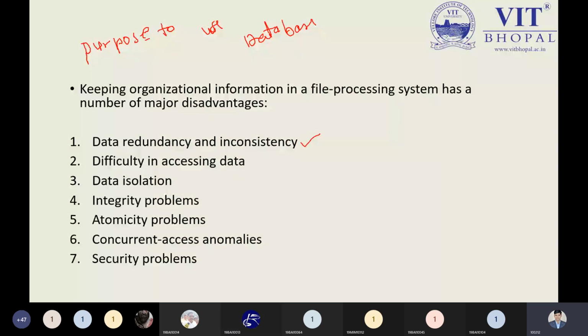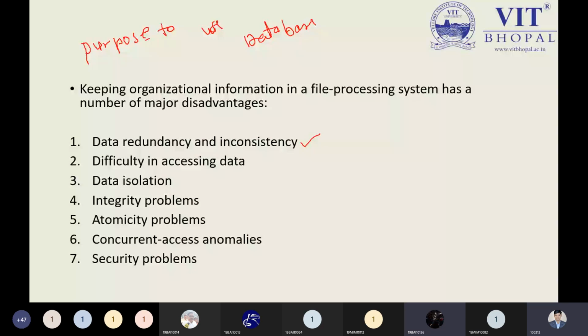Yes, sir, clear. Okay, my PPT is visible to all? Yes, sir. Is only the PPT visible? Sir, I have a doubt. Sir, what is this atomicity problem? My dear, I am coming to atomicity. I'm coming to each and every point one by one, so please don't worry about that part.